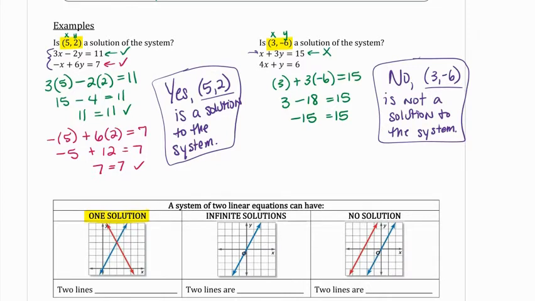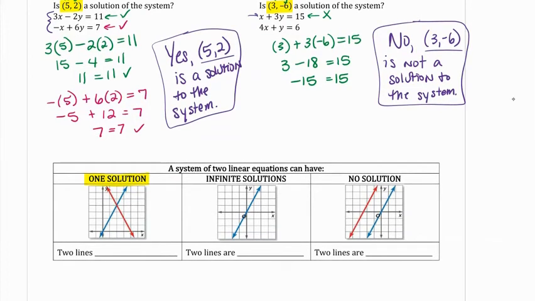Now, if that point is on both lines, then that point is where those 2 lines intersect. So your solution is right there where those 2 lines intersect. Our 2 lines intersect or cross. And that gives us our one solution of an x value and a y value where they cross.